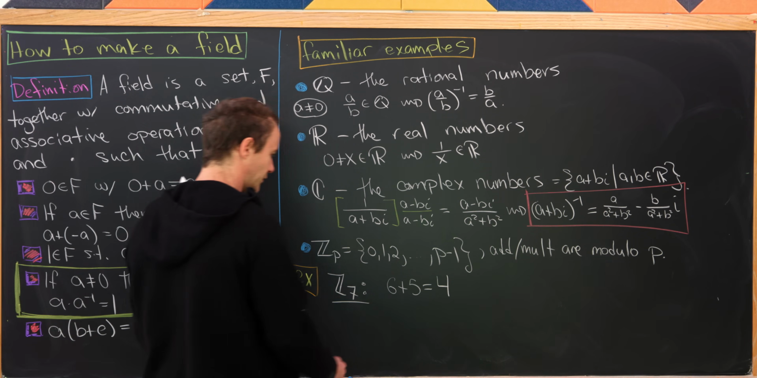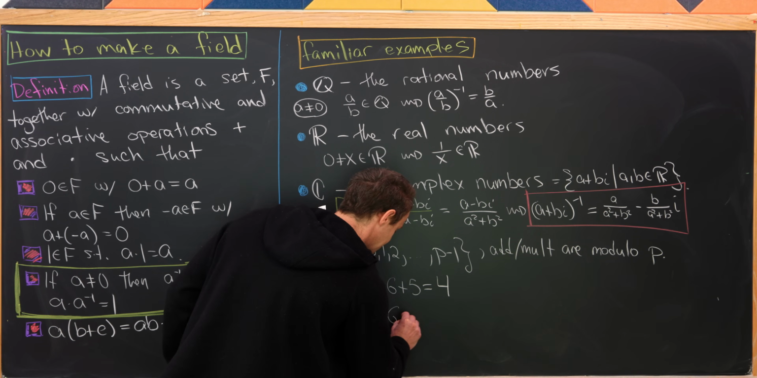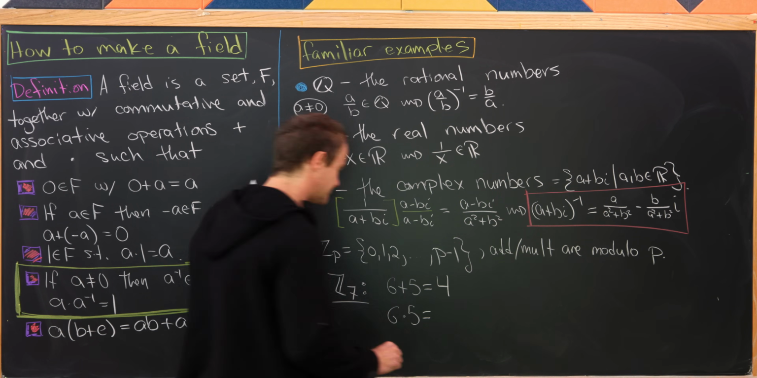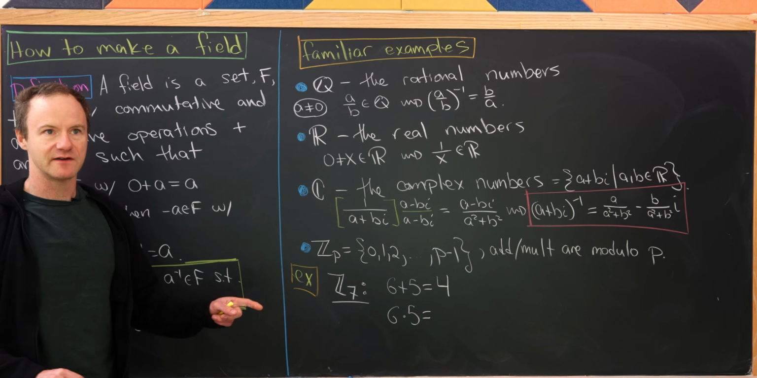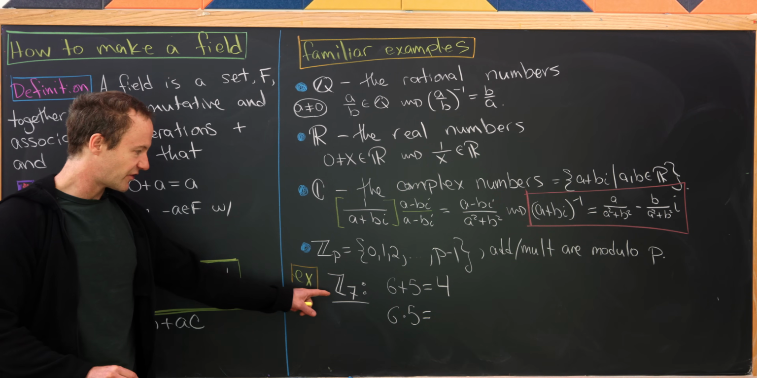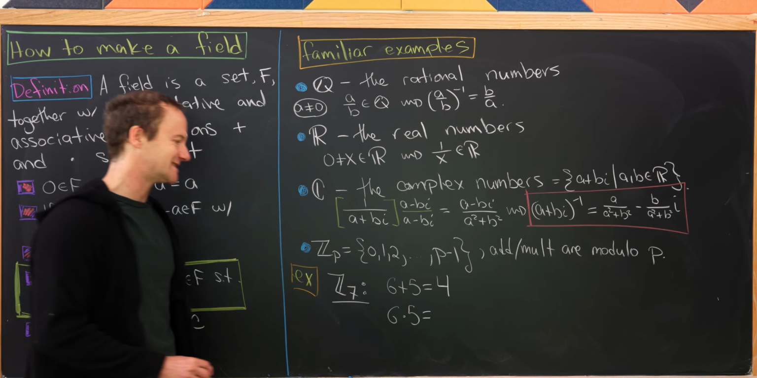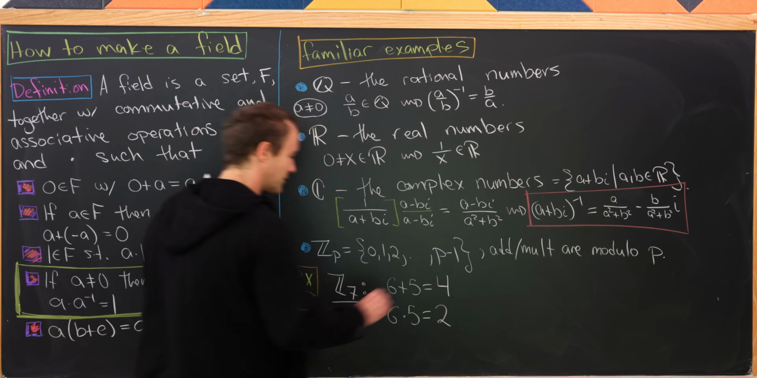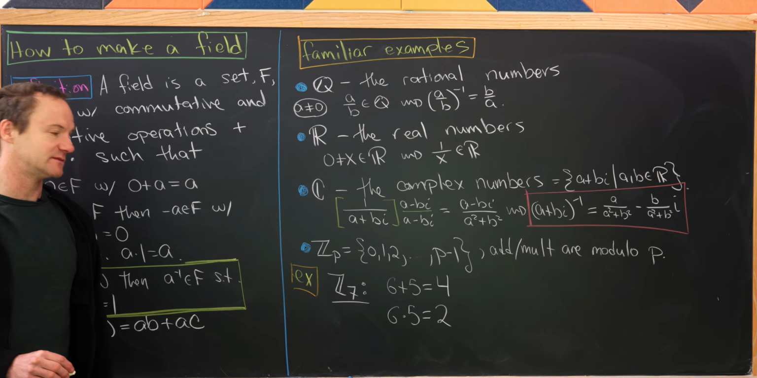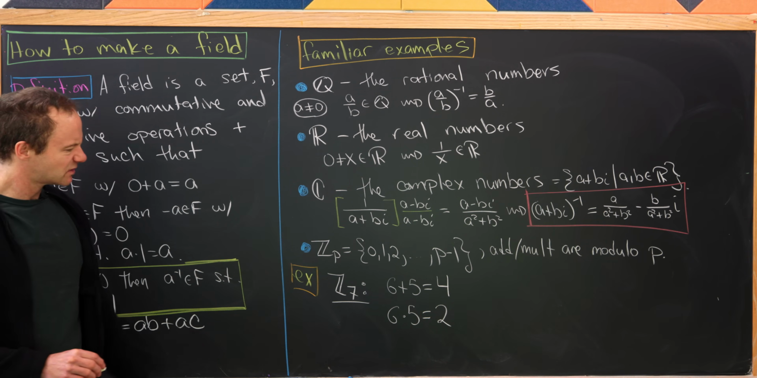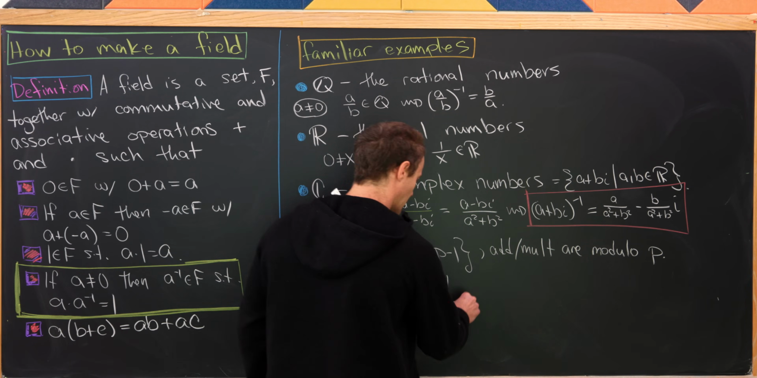Okay, well, what if we did a multiplication? Let's do 6 times 5. Well, 6 times 5 is 30, but 30 is 2 more than a multiple of 7, that multiple of 7 being 28. So that means our remainder would be 2. So 6 times 5 would be 2.